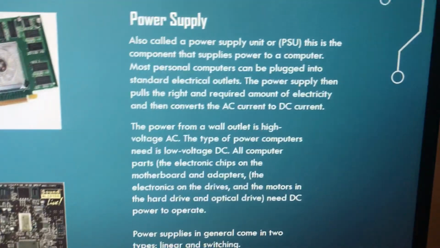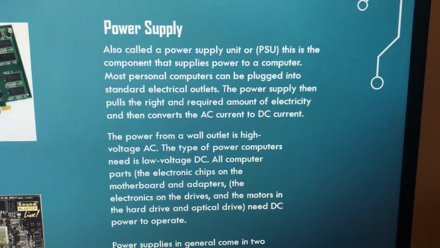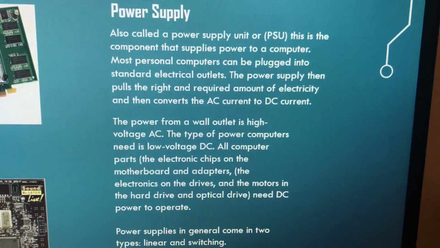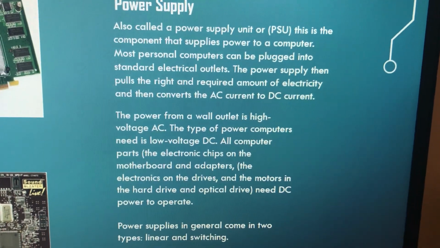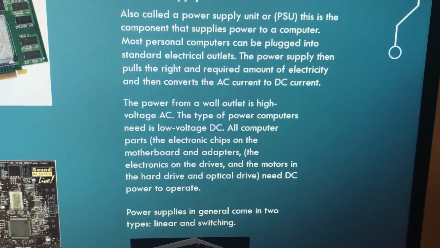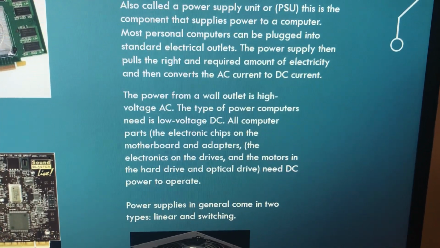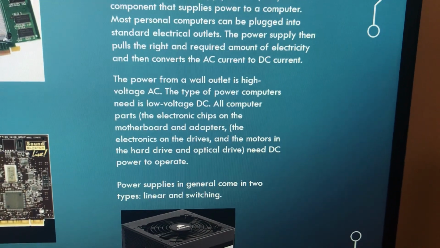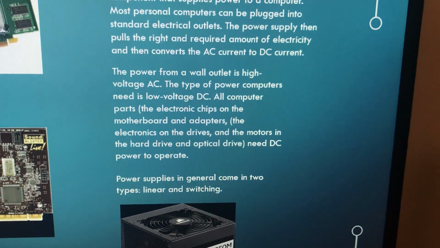Power supply. Also called a power supply unit or PSU, this is a component that supplies power to a computer. Most personal computers can be plugged into standard electrical outlets. The power supply then pulls the right and required amount of electricity and converts the AC current to a DC current. The power from a wall outlet is high voltage AC. The type of power computers need is low voltage DC.